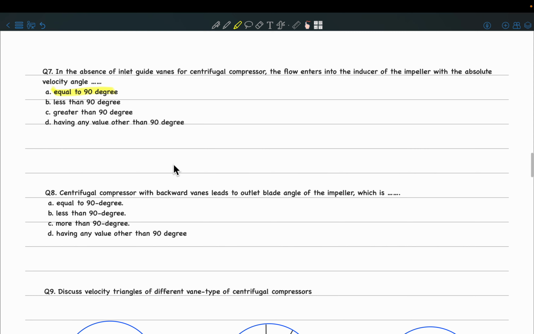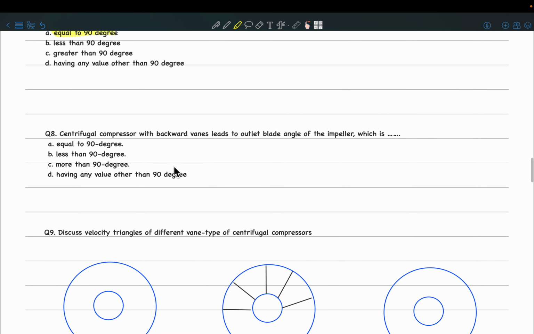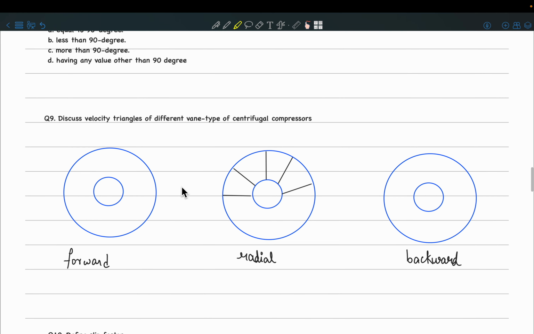Question 7. Okay. Then centrifugal compressor with a backward vane leads to outlet blade angles of the impeller which are more than, less than, or equal to 90 degrees. Okay, so maybe we can discuss question 8 after discussing question 9. So, do you know how the impeller blades look in the case of forward and backward vane type? So, radial, it's obvious. The blades are basically going to be along the radial direction, right? So, can you tell me how it is for a forward vane type?